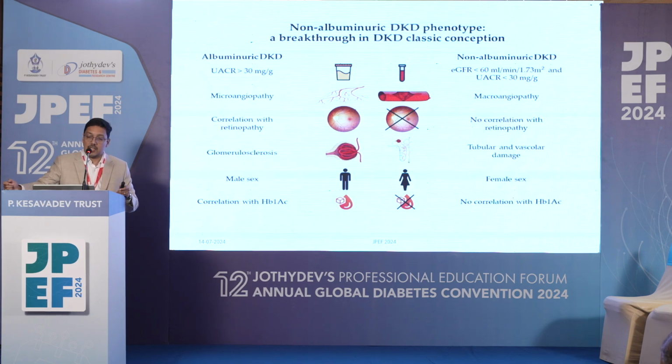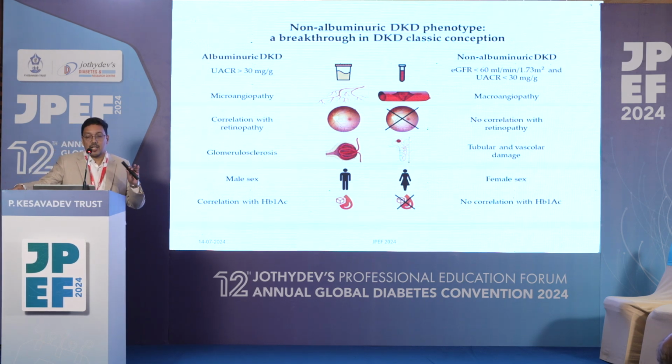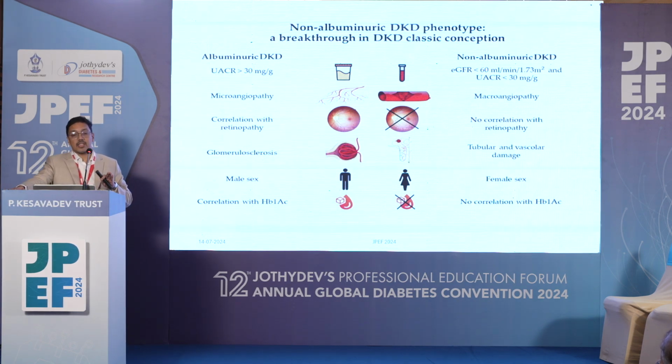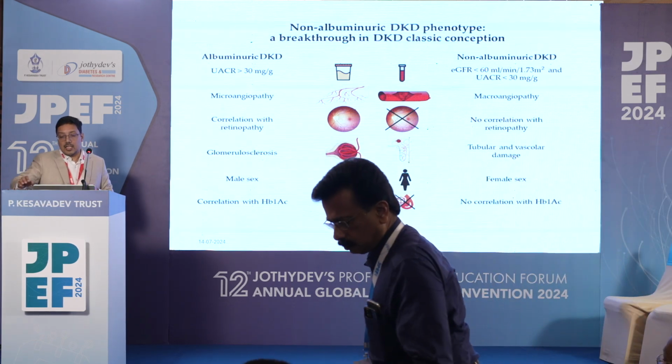But if you consider non-albuminuric CKD, here the eGFR will be less than 60, but the UACR will be less than 30, macroangiopathy will be predominant, and there will not be any correlation with the retinopathy. In biopsy they will have more tubular and macrovascular damage, the female sex is more affected, and there is no correlation with HbA1c. So this is a particular phenotypic group we see in type 2 diabetes, non-albuminuric CKD. This also you should keep in your mind while analyzing this.